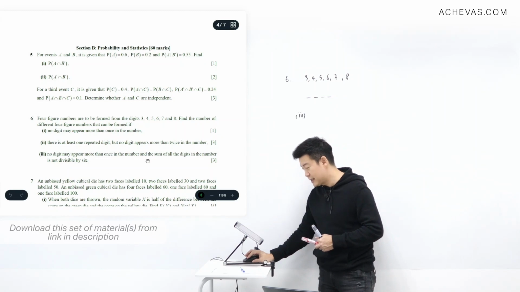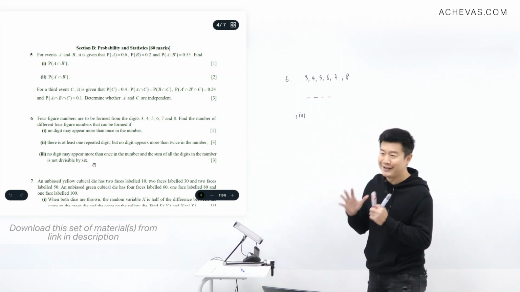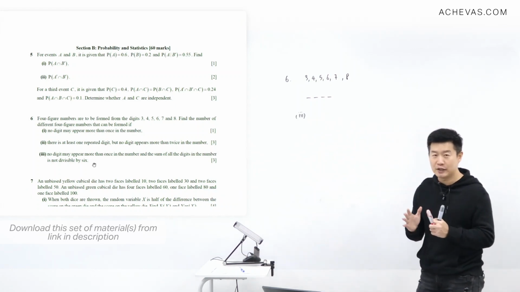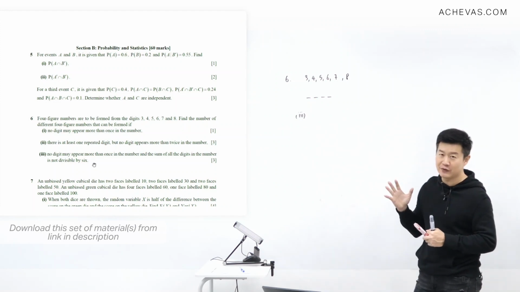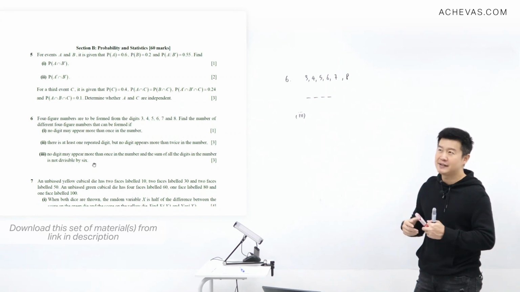The other condition is that this 4-figure number is not divisible by 6. And I think this second condition is making this question very difficult to do during the exam, because there is a lot of manual work involved.